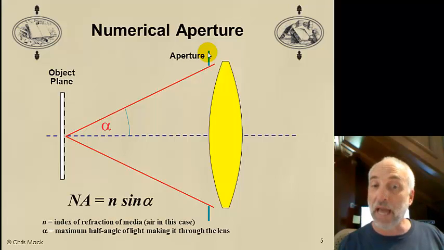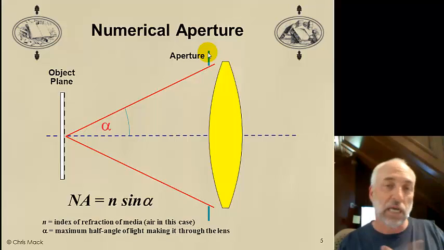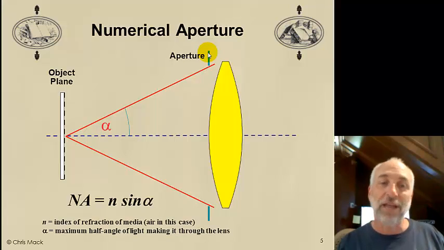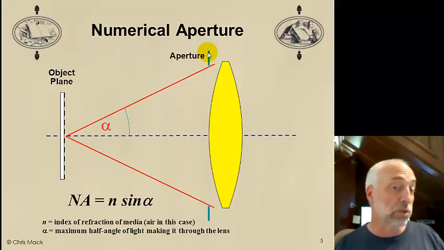And the numerical aperture will simply be the sine of this maximum half angle multiplied by the refractive index of the media that the light is traveling through. In this case, the media is just air, and the refractive index is about 1. We're going to find out, though, that we can change that refractive index, and we'll talk about that later in a topic called immersion lithography.